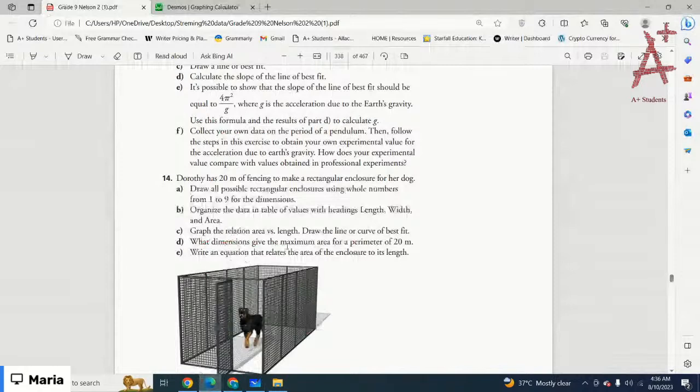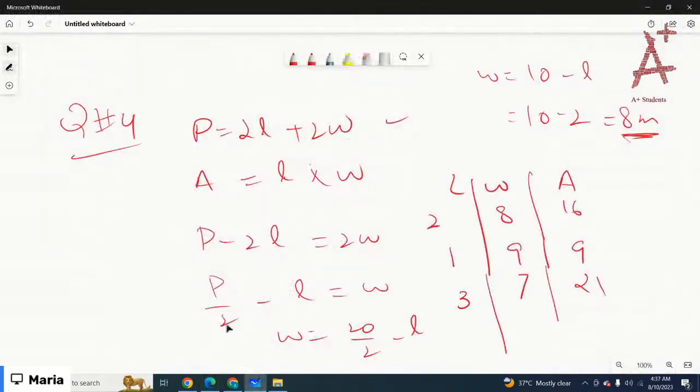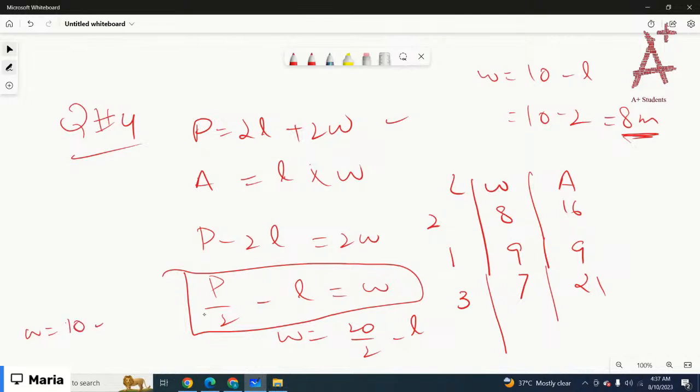Okay, then you have to write the equation. We have already done the equation. W equals P over 2 minus L. That is the equation, right? So we already have the value of P, that is 20. So W equals 10 minus L. And we know that A equals length times width. Put the value here, it would be L times 10 minus L. So that is the equation for the area, right?